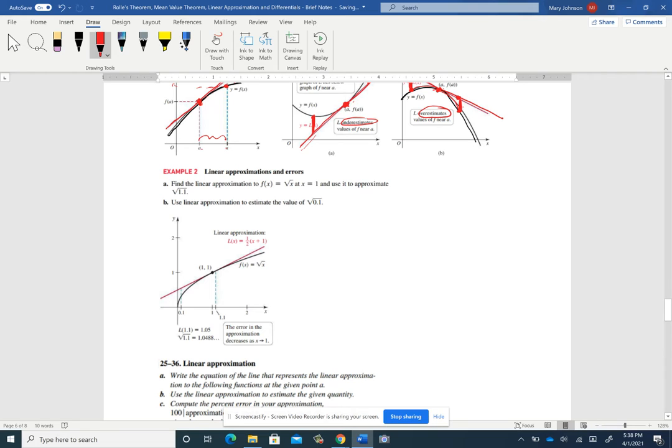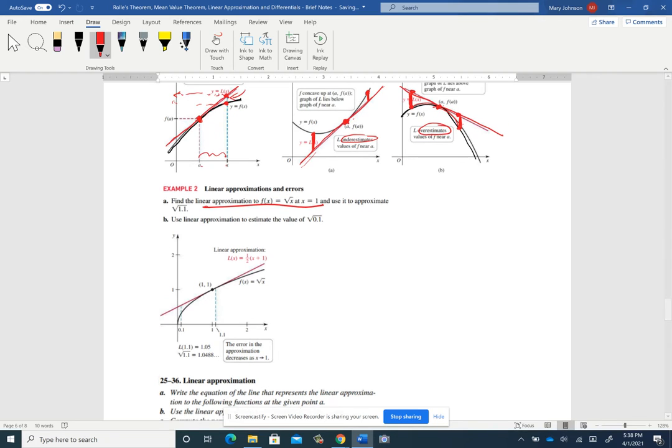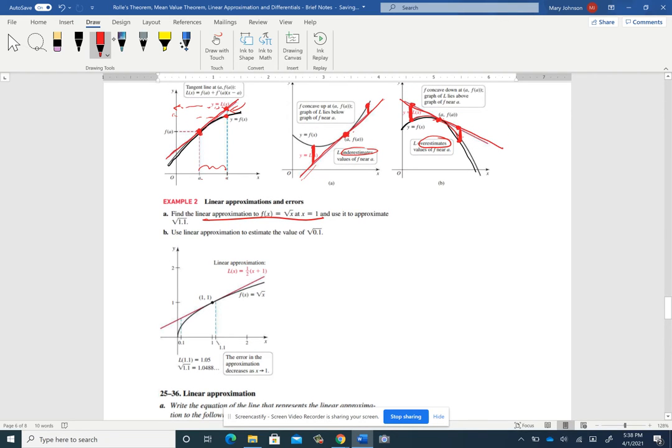Okay, so with this one, it says find the linear approximation to this square root function at x equals 1. So that means we're going to try to come up with the equation of the line tangent to this at x equals 1. And that line would be the equation of the tangent line. So you've done that sort of thing before. So that's kind of what you're doing here. Okay.